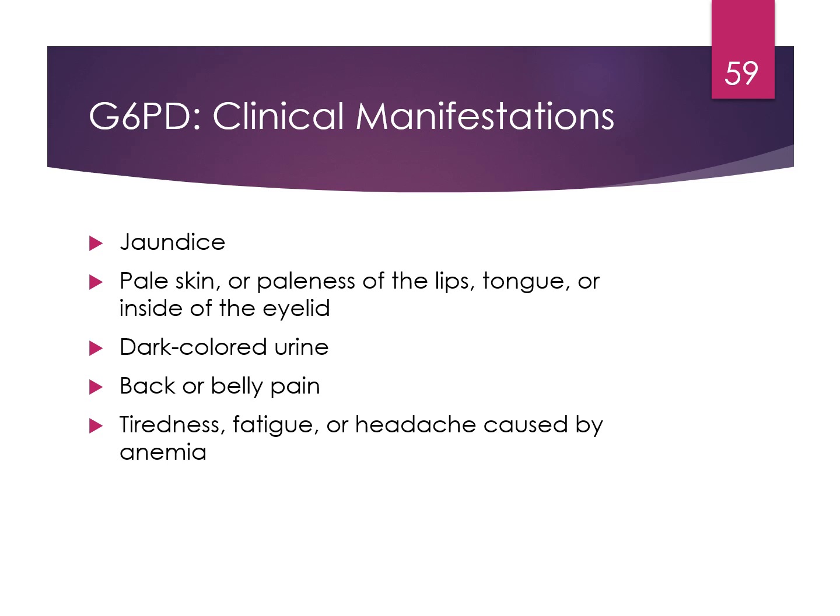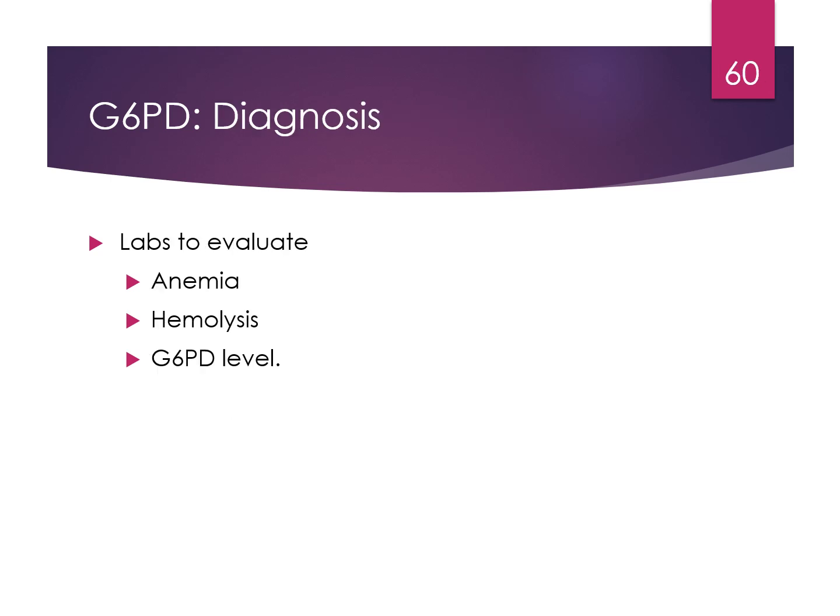So, how do patients with G6PD anemia present? They can have jaundice, pale skin, dark colored urine, back or belly pain, tiredness, fatigue, and headaches. If you look at these clinical manifestations, they are often similar to other anemias. So, how do we differentiate? With G6PD, it is, of course, blood work, checking for anemias, but also drawing a G6PD level as well.